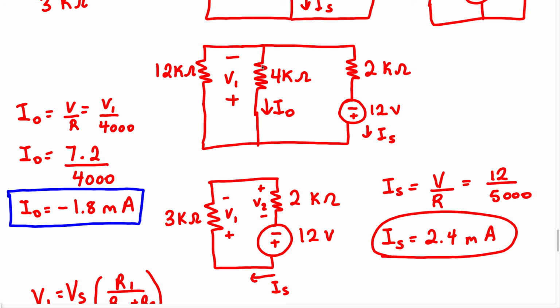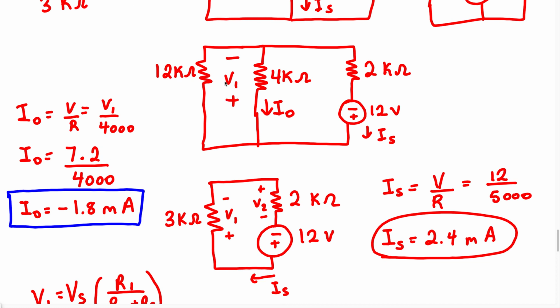Because we knew the voltage across this 4K, all we did is we performed Ohm's law to find I0. So I0 equals V1 over 4,000. Once you calculated this, you got negative 1.8 milliamps, and we knew it's going to be a negative current because the current is going to be coming down this resistor, right? But according to our polarities, the way we drew it, it's going to be a voltage rise from negative to positive, which means this current enters the negative terminal. So therefore, we're going to say it is a negative current.